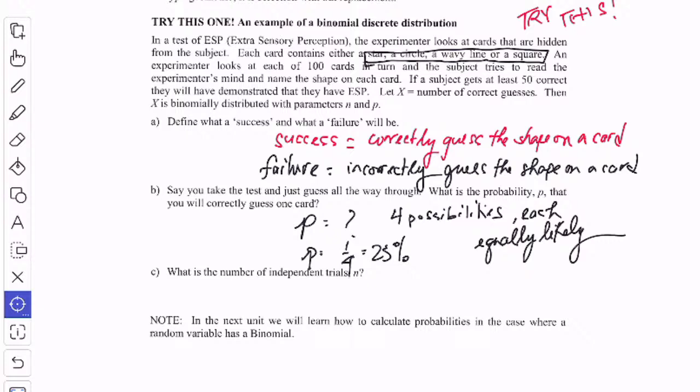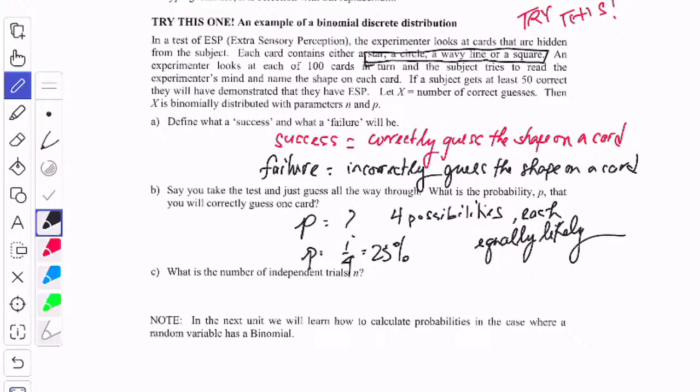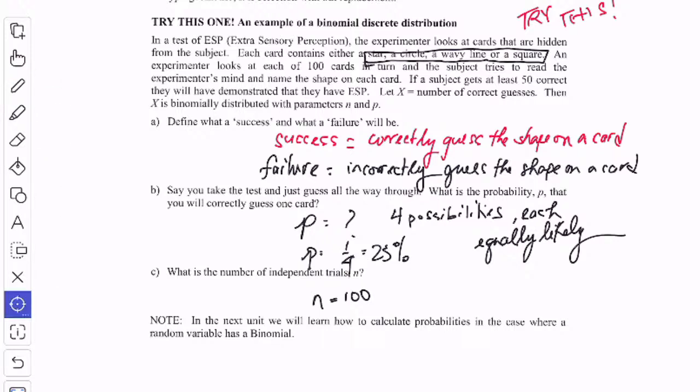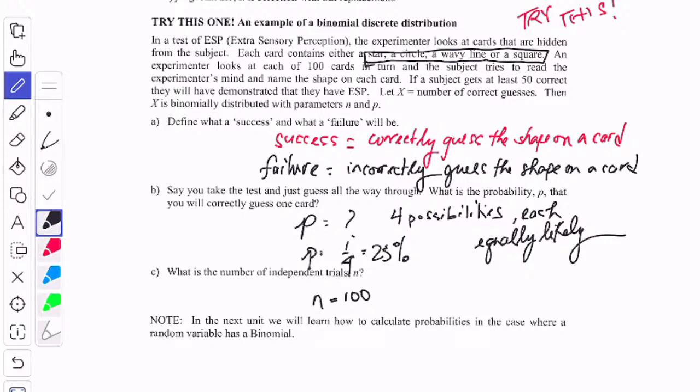And how many independent trials are there? In other words, how many times is the person going to be guessing, repeating the same exercise? 100 times. And each time, the chance of getting it right is the same, 25%. Okay, so this is a binomial. Those are the parameters, and we would write X is binomial with n of 100 and p of 0.25. Good. Thank you for attempting that.